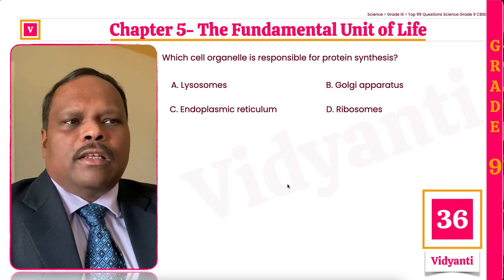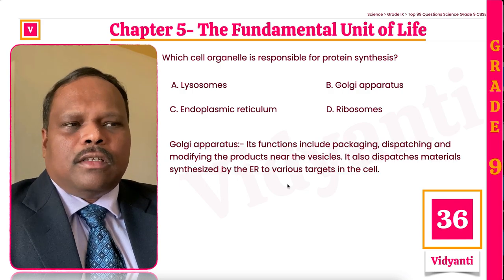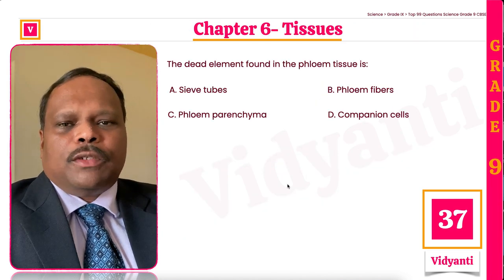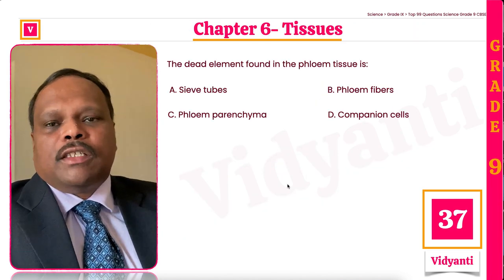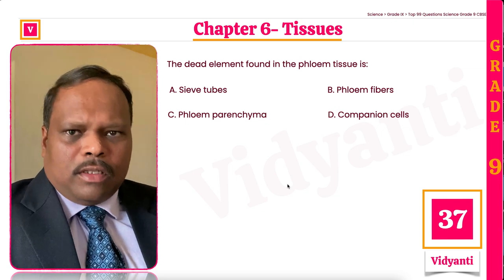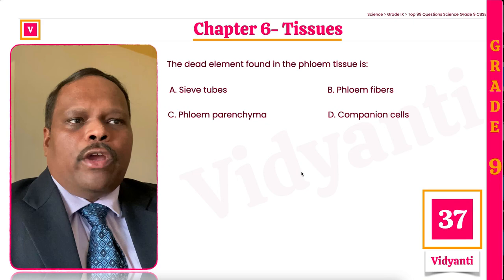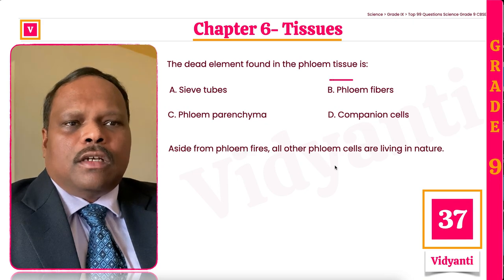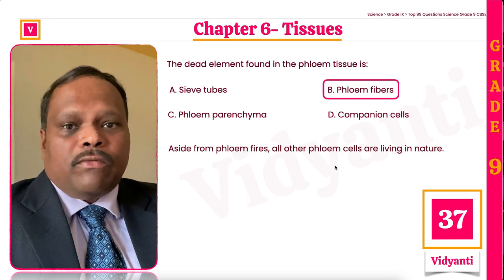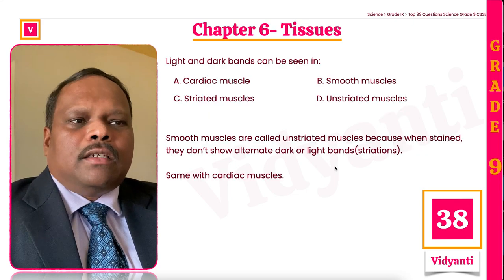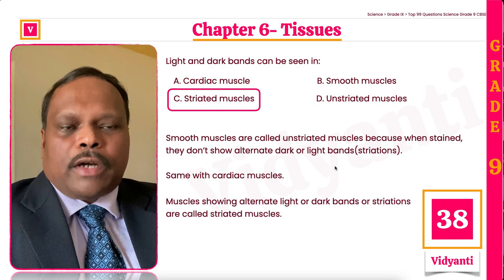Which cell organelle is responsible for protein synthesis? That would be ribosome. Tissues. We have plant tissues versus animal tissues, and then we have further subdivision. The dead element found in the phloem tissue, the correct answer is the fiber of the phloem. Light and dark bands will be found in striated muscle.